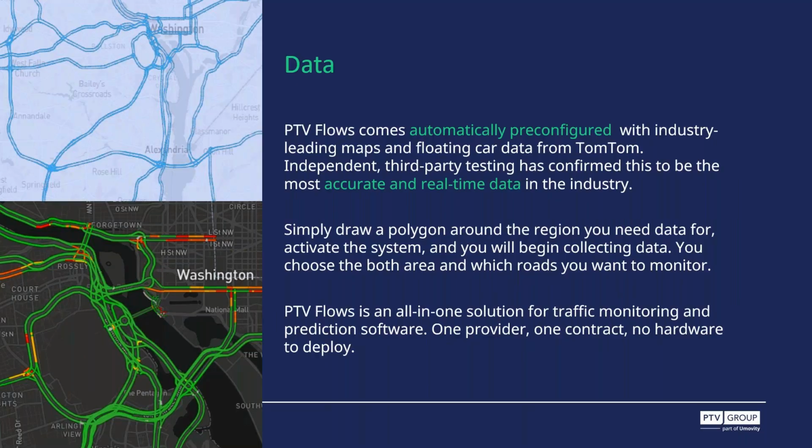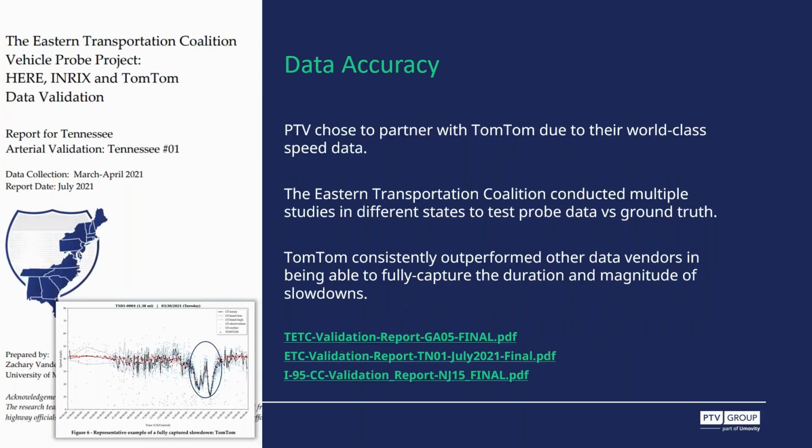Now, one of the reasons we chose to work with TomTom is they really do have world-class and industry-leading data. One of the examples that we can reference is that the Eastern Transportation Coalition did a number of studies across the country where they directly collected data, as well as looked at data from major floating car data providers. And across the locations that they looked at, TomTom was really the leader in terms of being able to fully capture what they would term slowdown events.